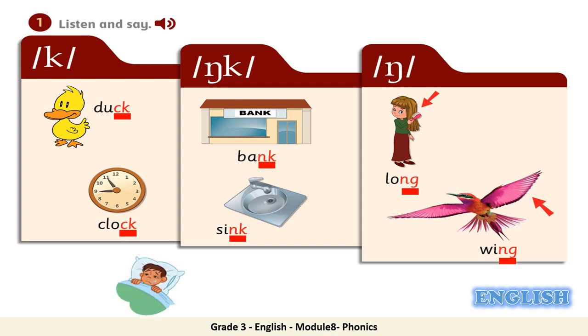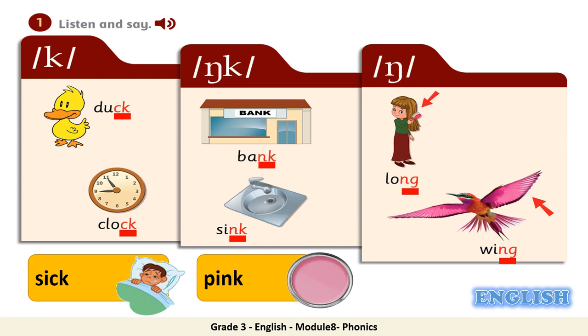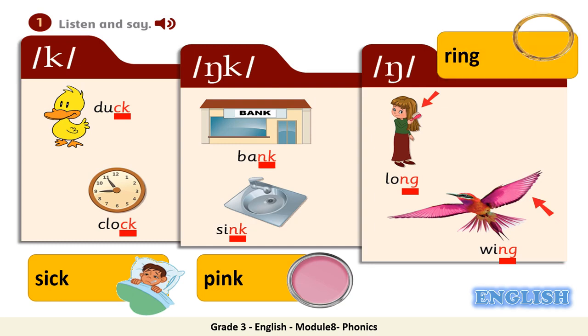Can you label this word? Sick. Well done. What about this one? Pink. Excellent. And this one? You can put it on your finger. What do you think this is? It's a ring. Excellent. These are more words that have these three digraphs. Now you are ready to test your knowledge.